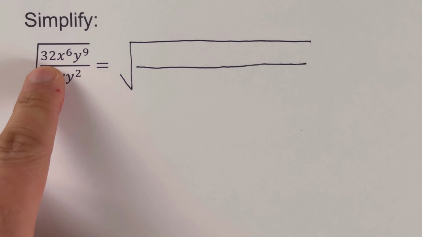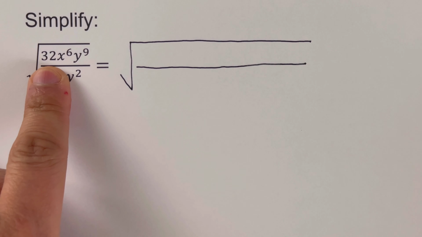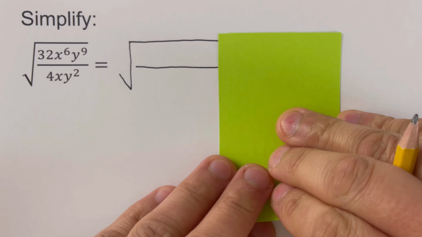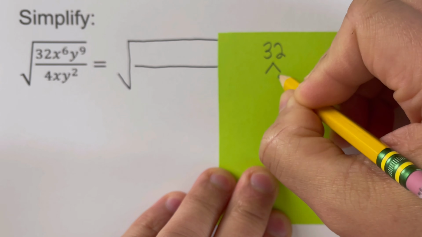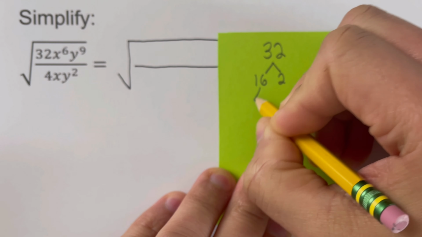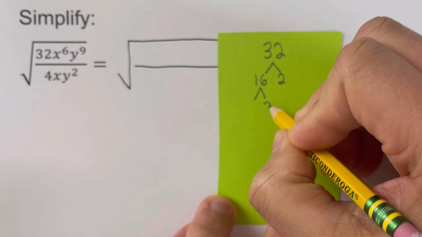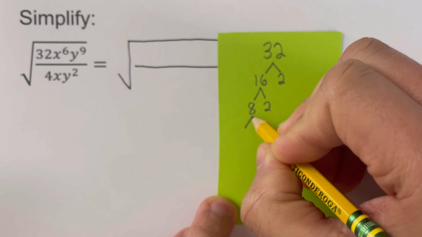We're going to start with 32. So we're going to expand it to its prime factors. I'm going to go ahead and show that work on the side here. So that would be 32. That is divisible by 2. That is 16 times 2. 16 is divisible by 2. That is 2 times 8. 8 is divisible by 2.